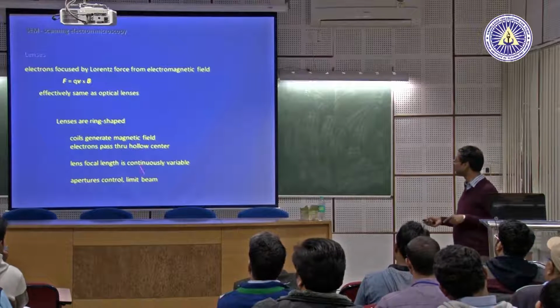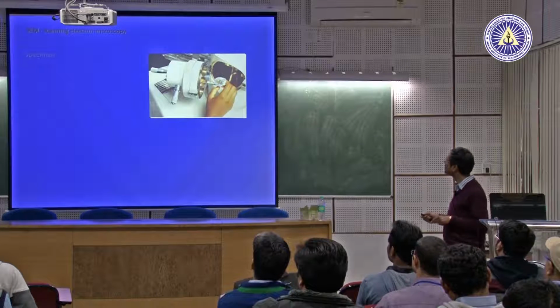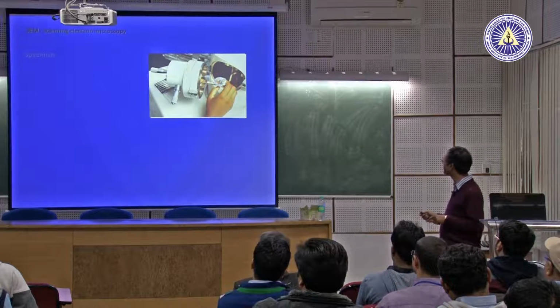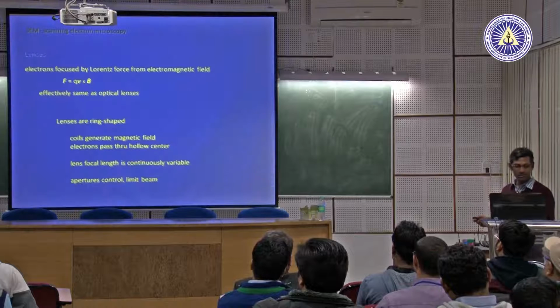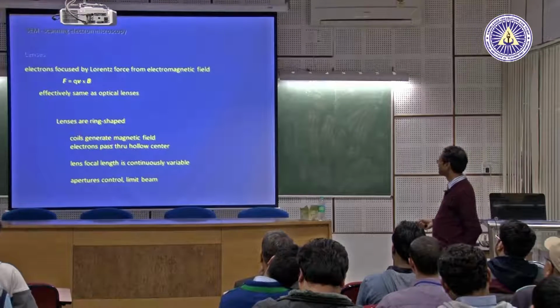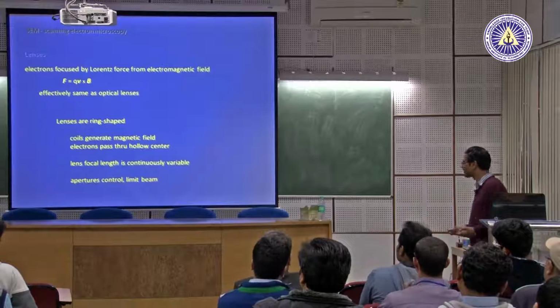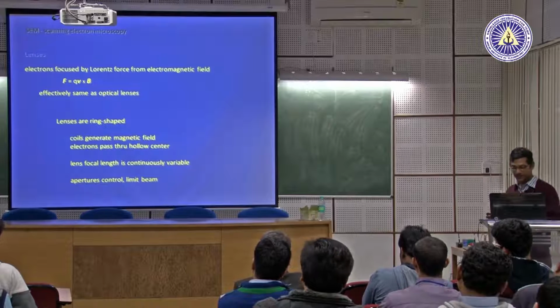So lenses are separate. Let me show the picture. I hope it's there. Yeah, this is a sample geometry, not a lens. Somewhere it should be there. Okay, if it's there, I'll show you. They actually generate magnetic fields. Electrons pass through the hollow center. It can focus them, and you can control it using an aperture.